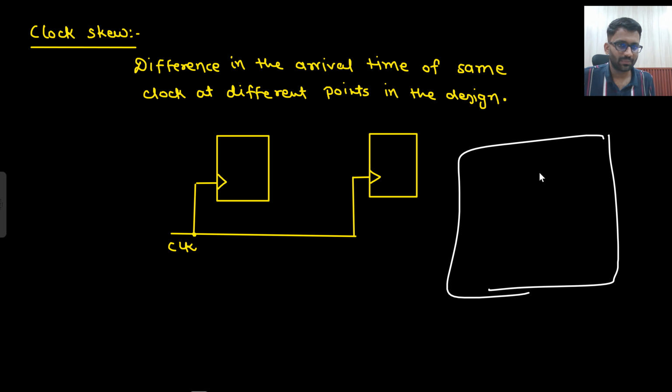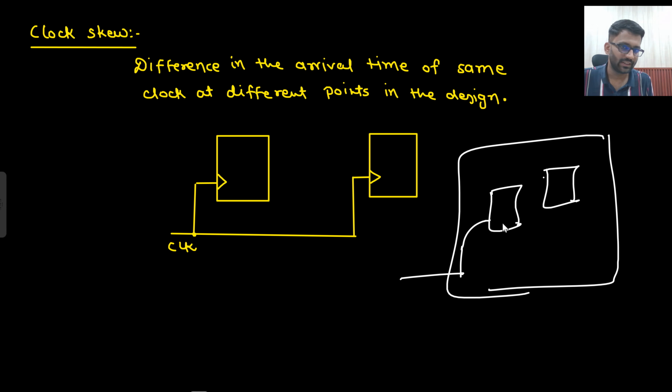When I am designing a chip, there will be a lot of blocks, but there will be one common clock. Let's just say these two blocks are there. I will be feeding this clock to this block as well as to this block. Now they will be far away from each other. On a chip, one block will be here, one block will be here. So they will be far away, right?